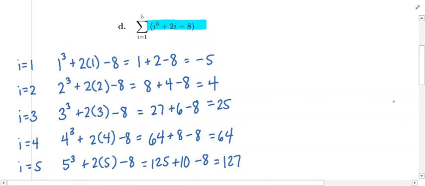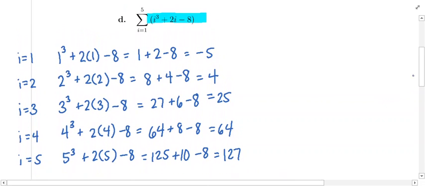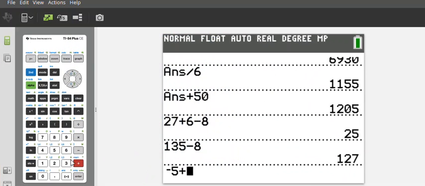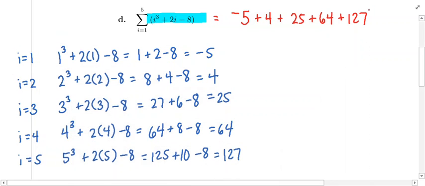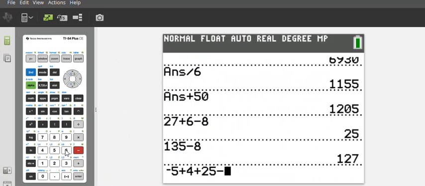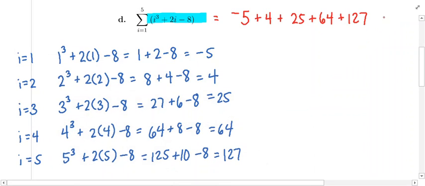And then if we want the value that the series converges to, we just need to add these up. So this is going to be negative 5 plus 4 plus 25 plus 64 plus 127. Let's add that up. If we add all this up, the series here converges to 215. So this was computing the series by examining each term in the sequence individually and then just adding them up.